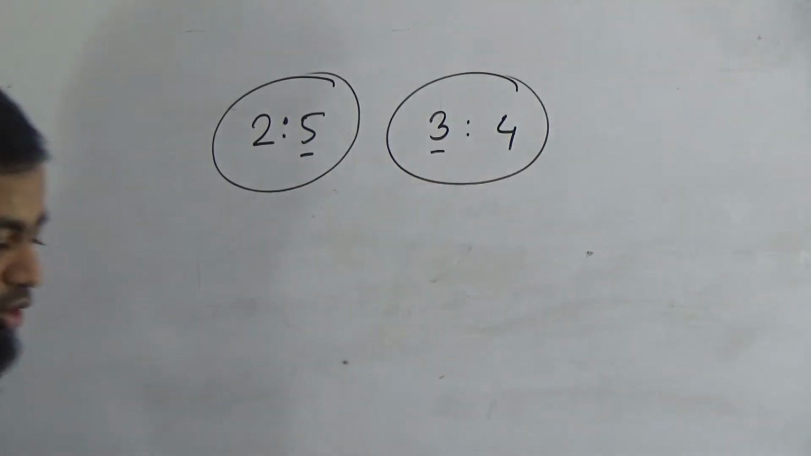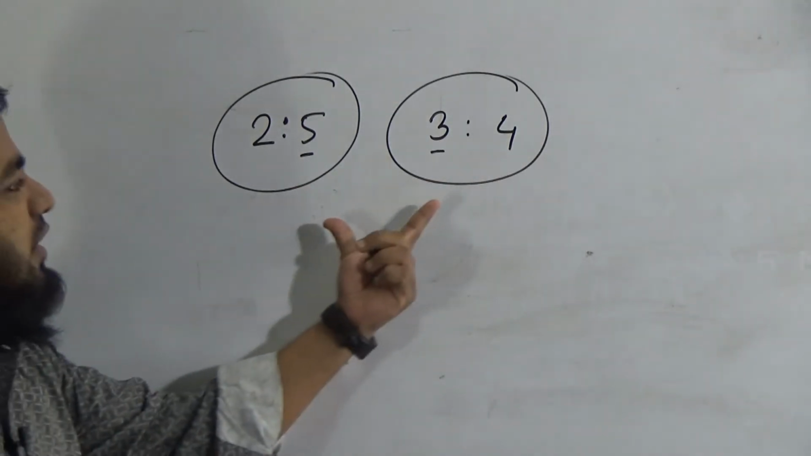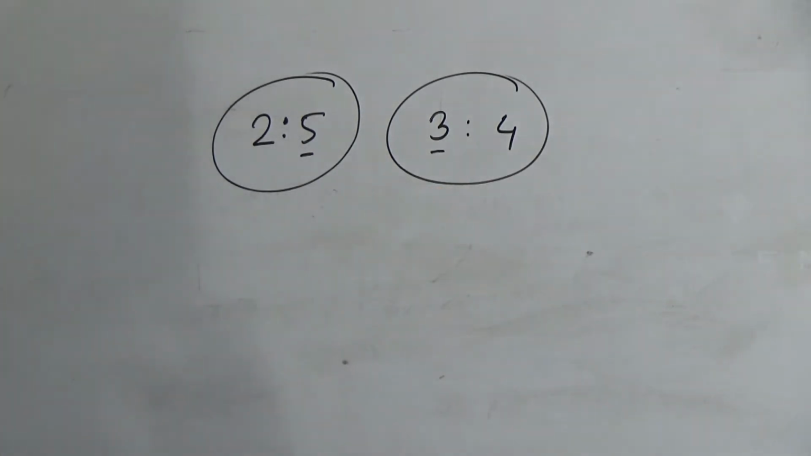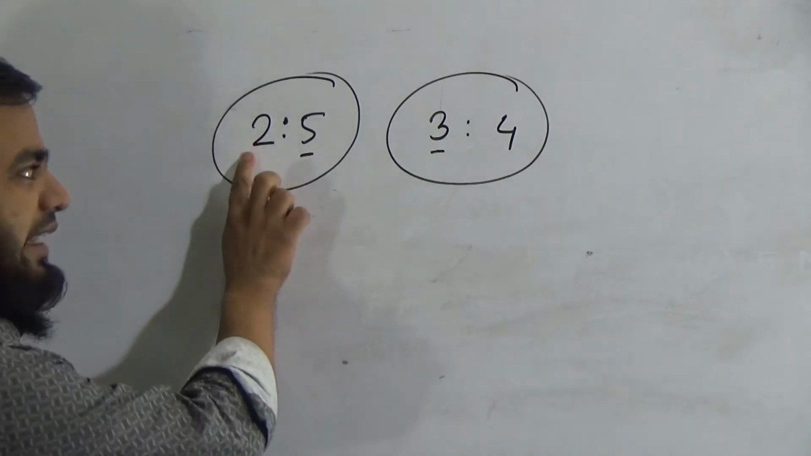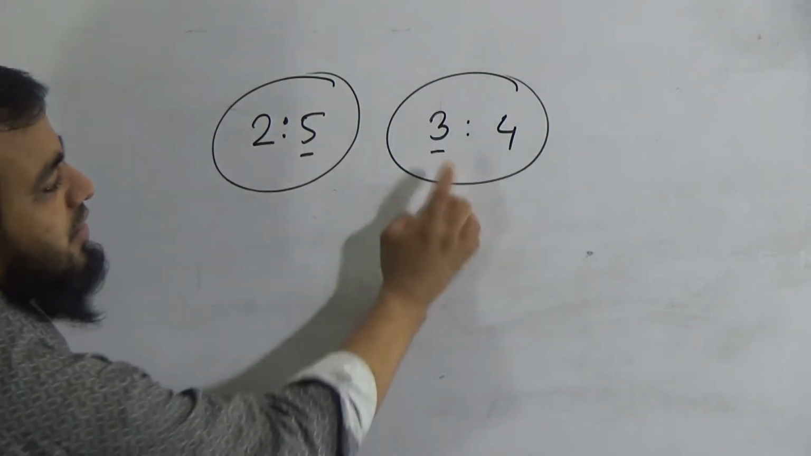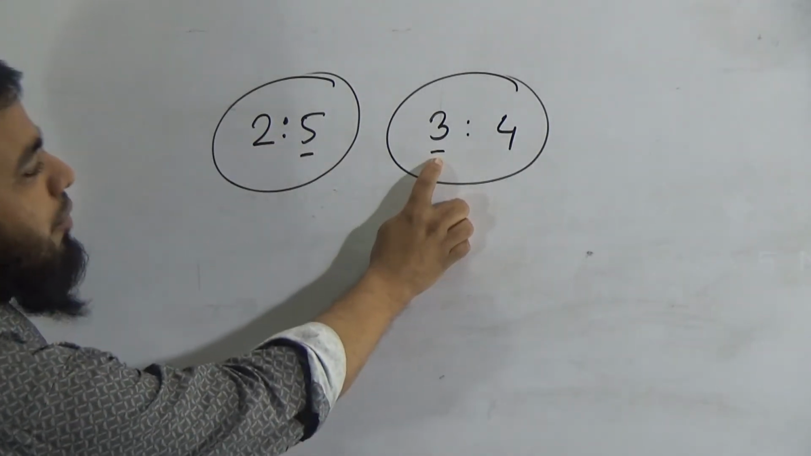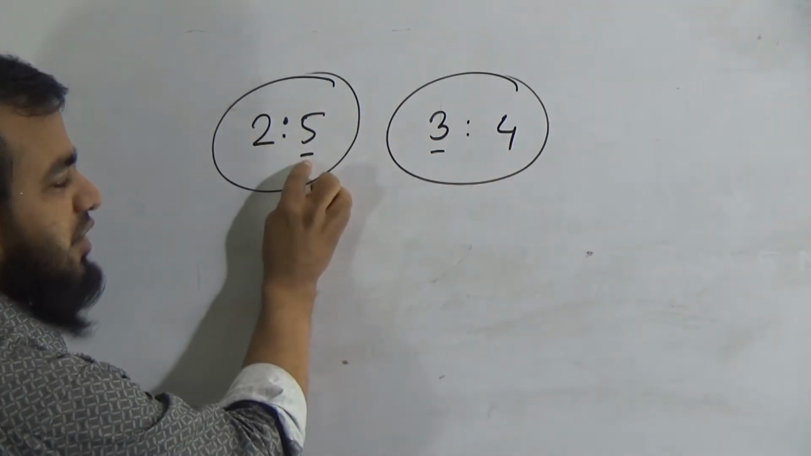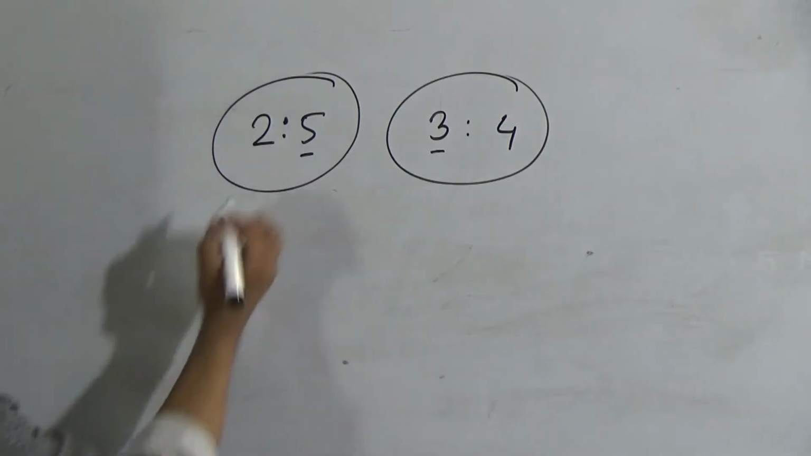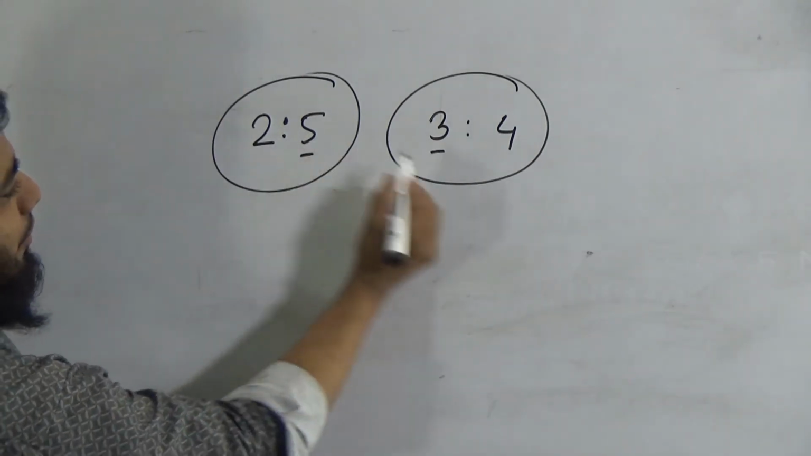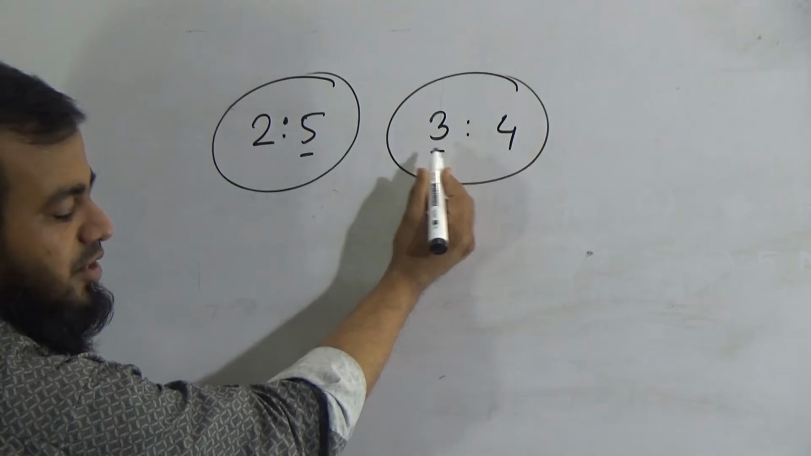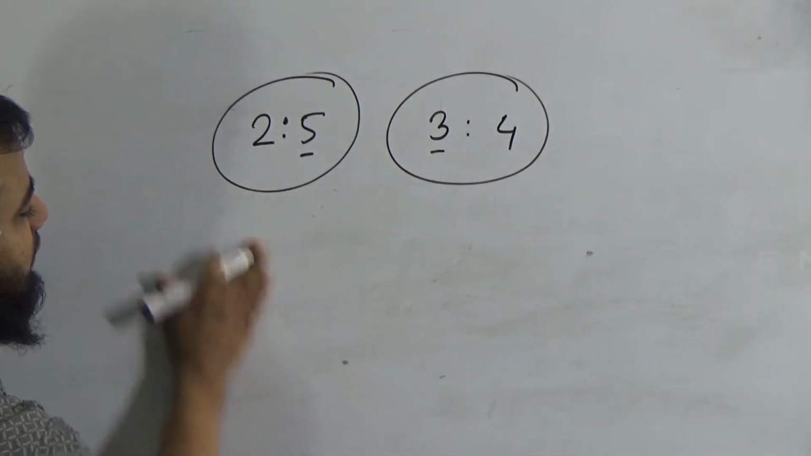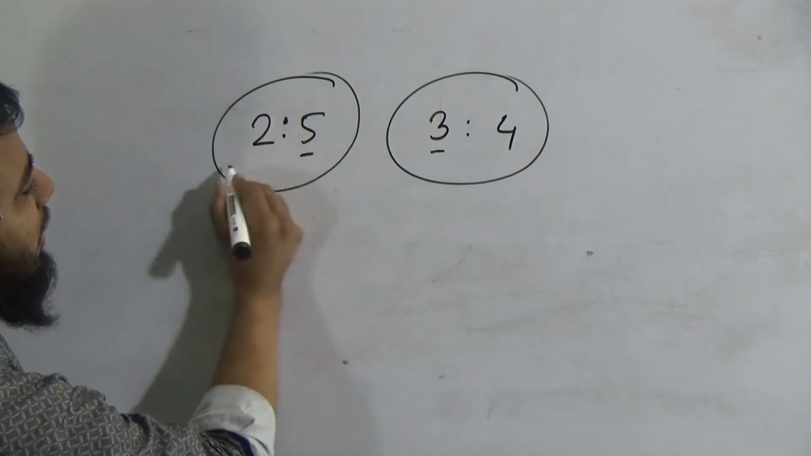These two are not equal, but we can convert these two ratios into a successive ratio. How? We must multiply the first ratio's antecedent and subsequent by the second ratio's antecedent, and we must multiply the second ratio's antecedent and subsequent by the first ratio's subsequent. That means we must multiply this antecedent and subsequent by the second ratio's antecedent, which is 3. We need to multiply both the antecedent and subsequent by 3.